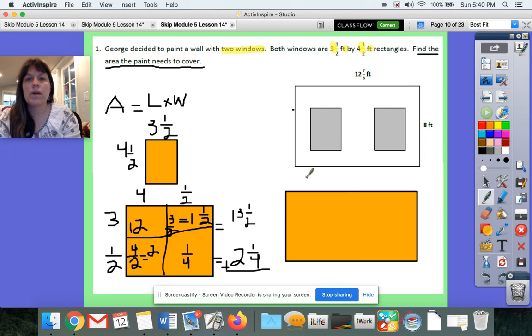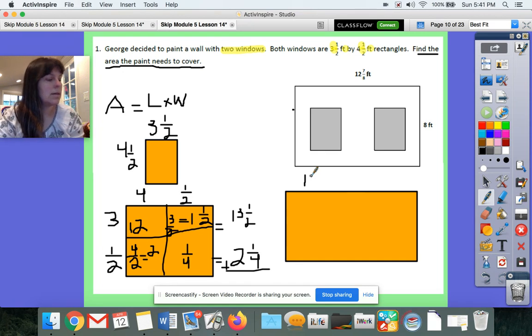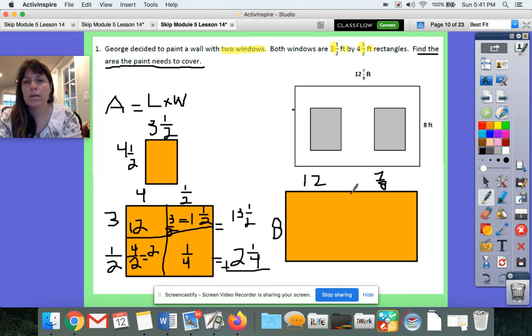Okay, so we've got 12 and 7/8 times 8. 7/8 times 8. So the area model is just going to look like this. And so 12 times 8 is 96.